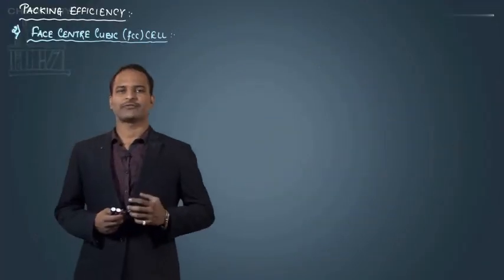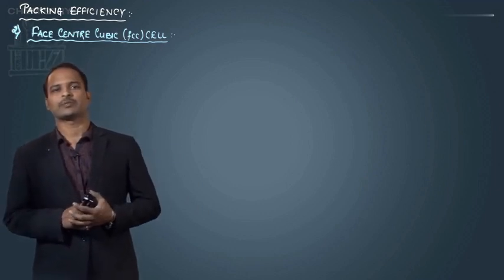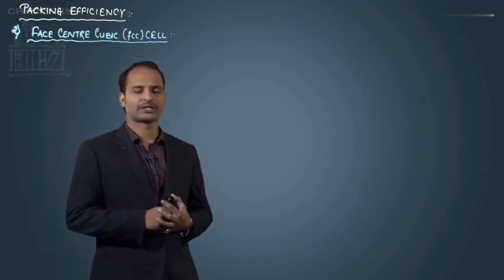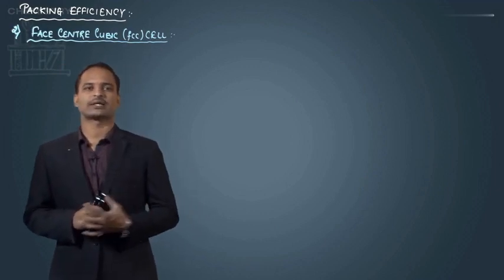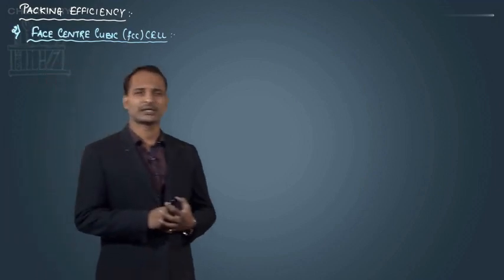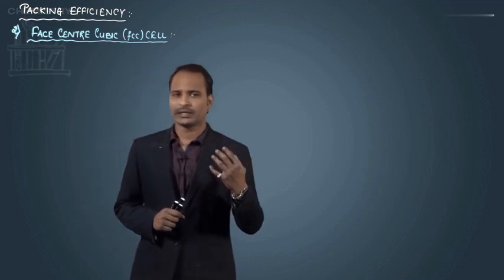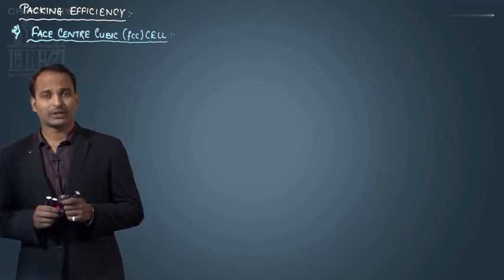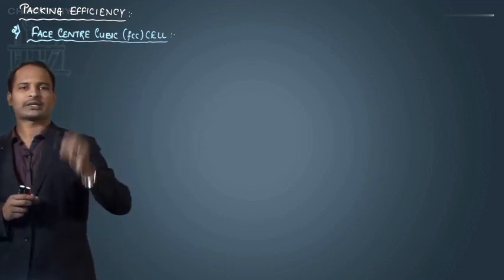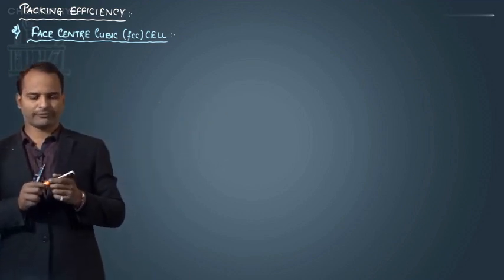Next we have the face-centered cubic cell. We have to calculate the packing efficiency of the face-centered cubic cell. A face-centered cubic cell is one where the atoms or spheres are present at the corners as well as at the center of each face. So now let's see the face-centered cubic cell, where the particles are present on the corners and at the face centers.